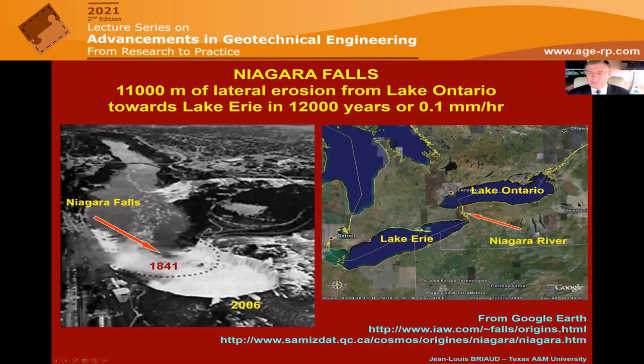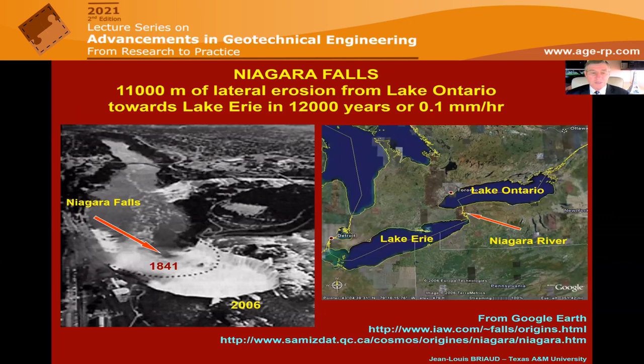And we have other examples. Maybe some of you have been to Niagara Falls. Niagara Falls is between Lake Ontario and Lake Erie on the border between the United States and Canada. And this fall is regressing. The water is flowing from the right side here to the left side. And you can see how the Horseshoe Falls in Niagara were in 1841 at this location, and in 2006. This is rock erosion in that case. So 11 kilometers of lateral erosion from Lake Ontario towards Lake Erie in 12,000 years. So the rate is not very high, 0.1 millimeter per hour.